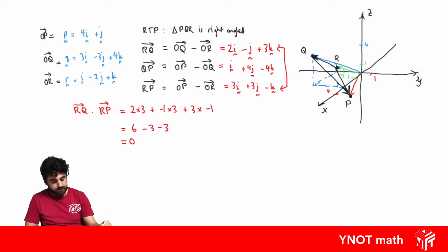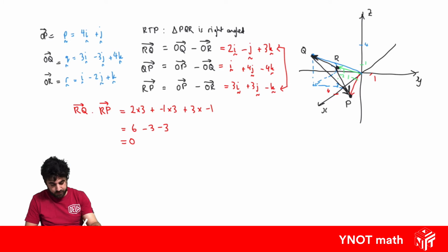We can also find the area of the triangle. If we know it's right angled, we can just get the magnitude of these two sides and use half the base times the height. So let's go ahead and do that.